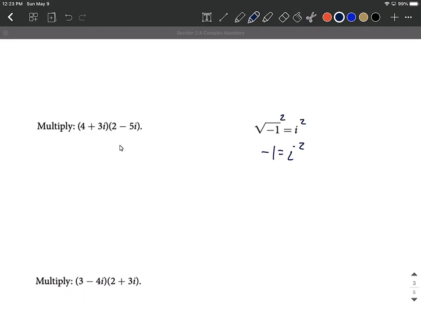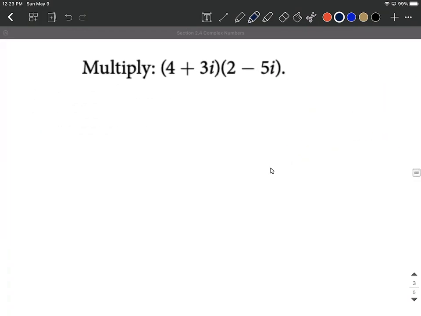So let's take our time and multiply this out. If we ever see an i squared, we're going to replace it with a -1. So jumping over here, distributive property, or first, outer, inner, last. We're going to go 4 times 2 makes 8. Outer, we have 4 times -5i, so minus 20i. Inner, we have positive 3i times 2, so plus 6i. And last, we have 3i times -5i makes -15i squared.